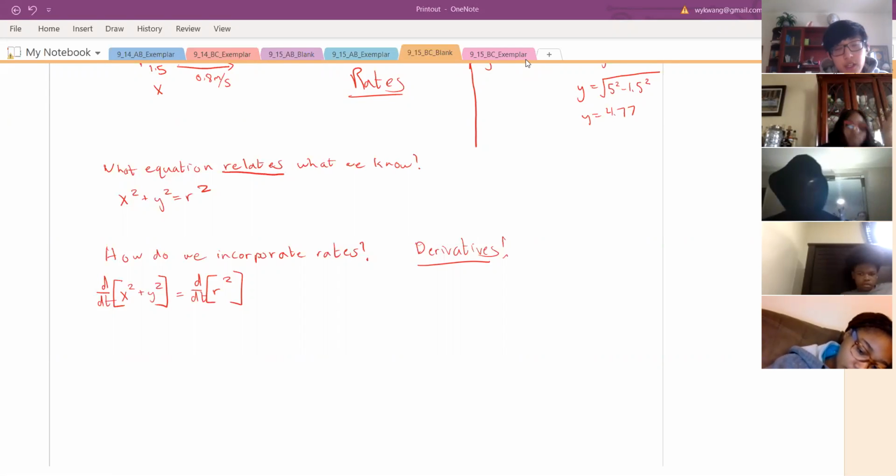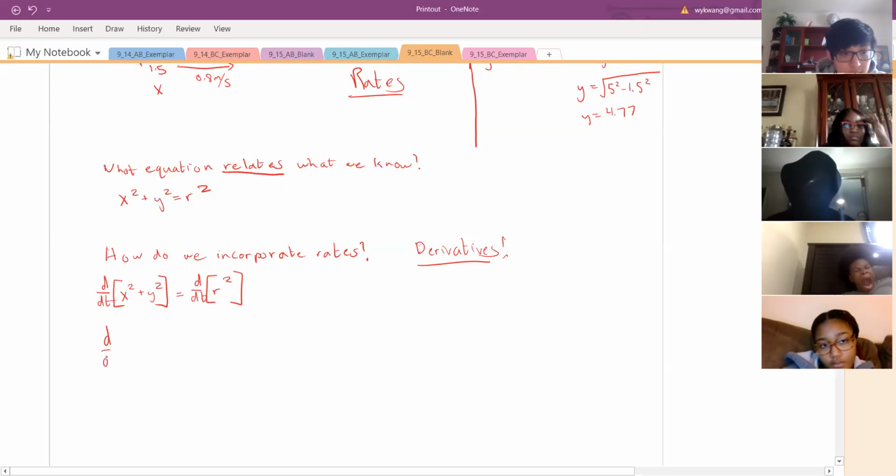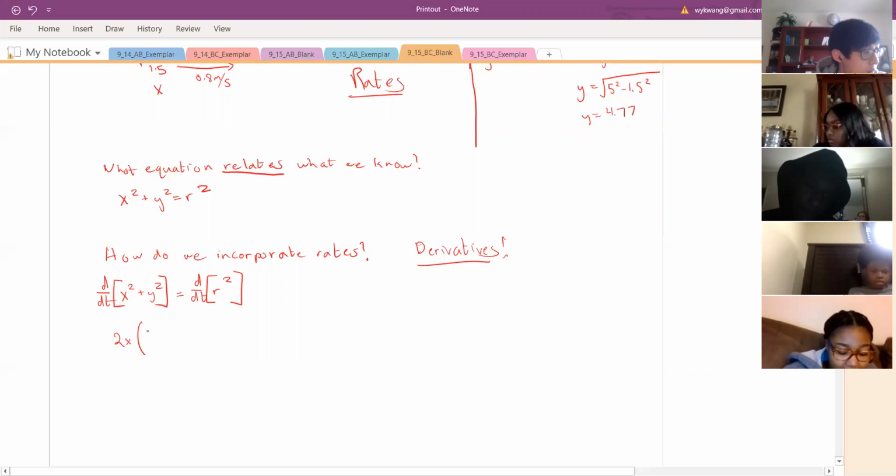I'm just going to continue. So we're going to differentiate this all with respect to time. With implicit differentiation, remember that we're differentiating with respect to a different variable. We're not differentiating with respect to x, so it's not d over dx. If it was, we could just do 2x and then we're done. But we're differentiating with respect to t, so we get 2x, and then we have to remember to multiply by dx over dt. Remember, it's a mini chain rule.